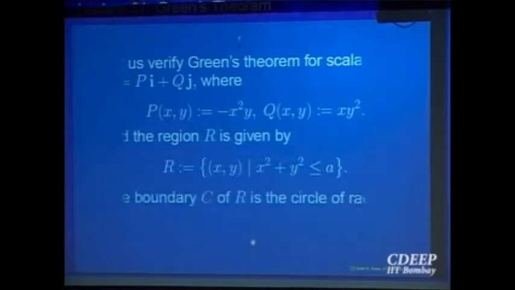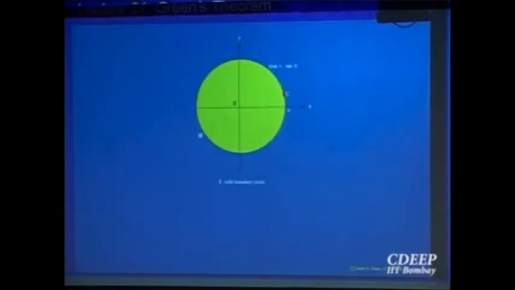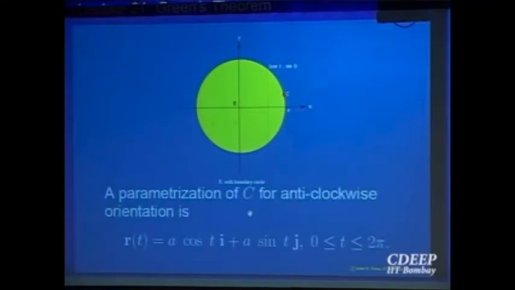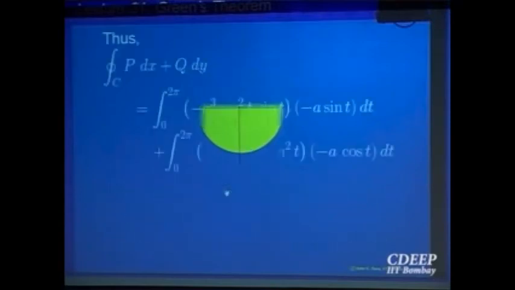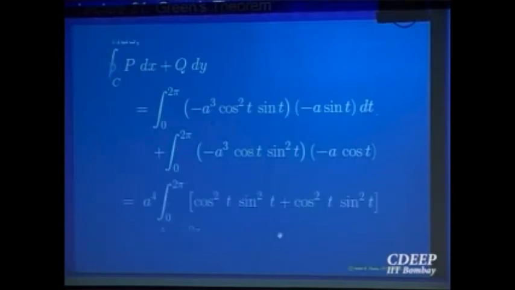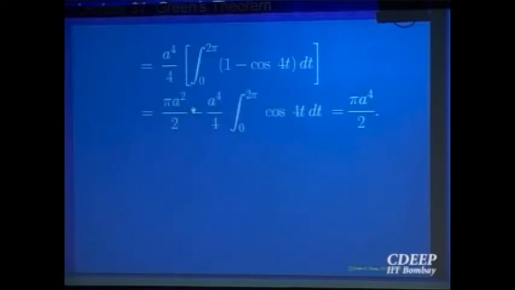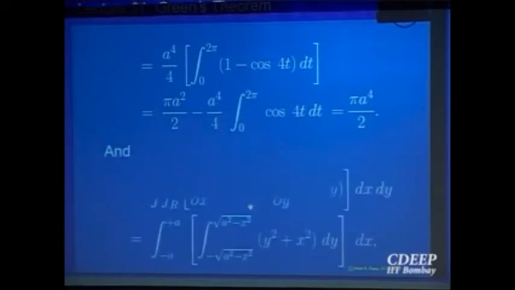So let me just show you the computation. So this is the unit disk. Oh sorry, not the unit disk, the circle. We are looking at r(t) is equal to a cos t i plus a sin t j. t goes from 0 to 2 pi, and then you evaluate P dx plus Q dy. Put the value of P in terms of t, dx in terms of t, right? So this is only simple integrals in terms of t. Evaluate them, and whatever answer comes out, eventually it comes out to be pi a^4 by 2, and the other also should come out to be pi a^4 by 2 if all our calculations are okay, right? So that is called verification of the theorem.